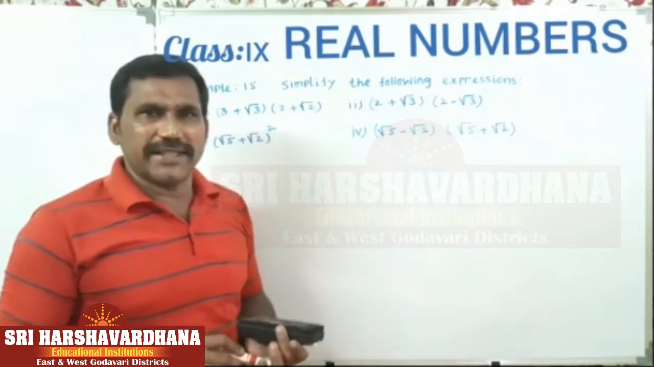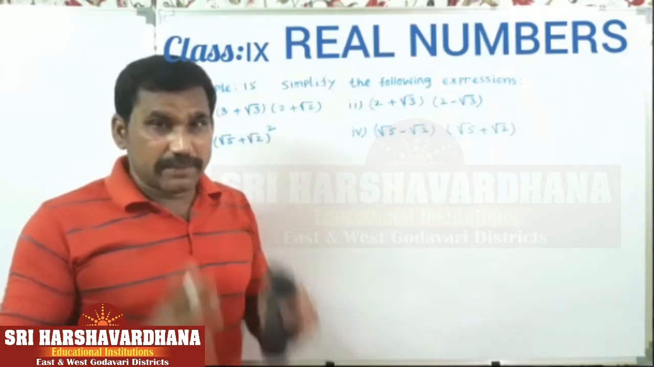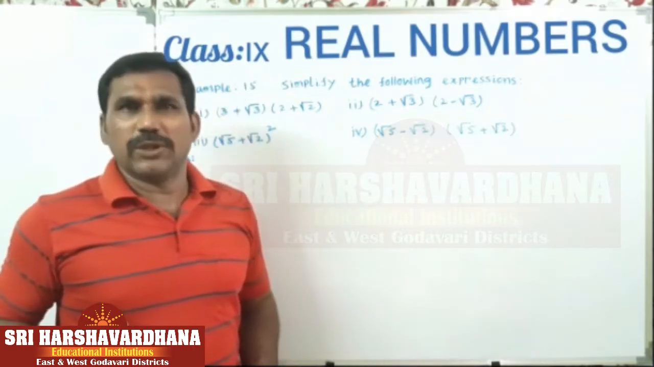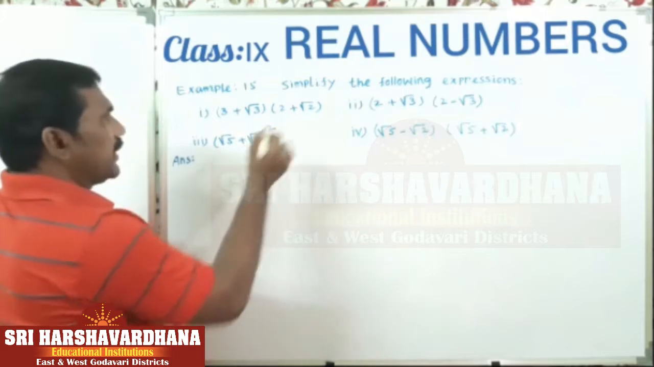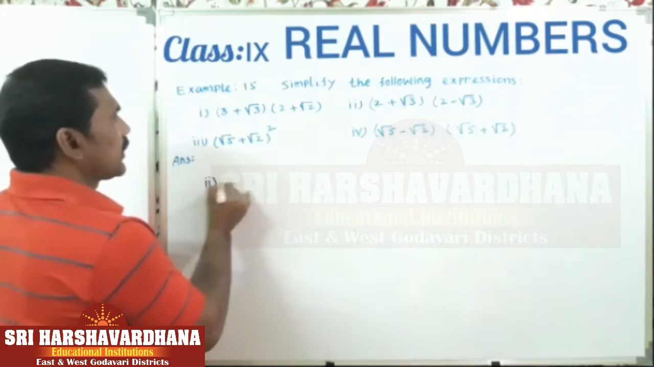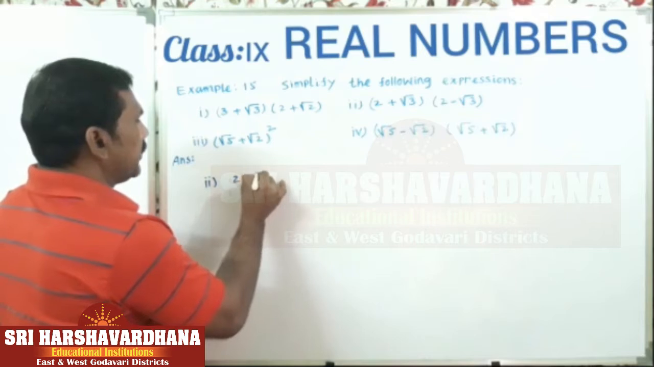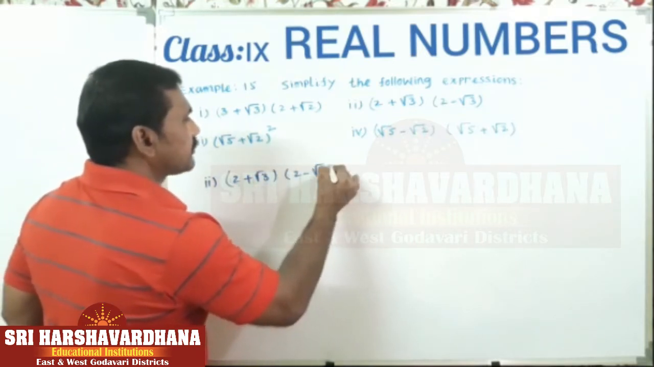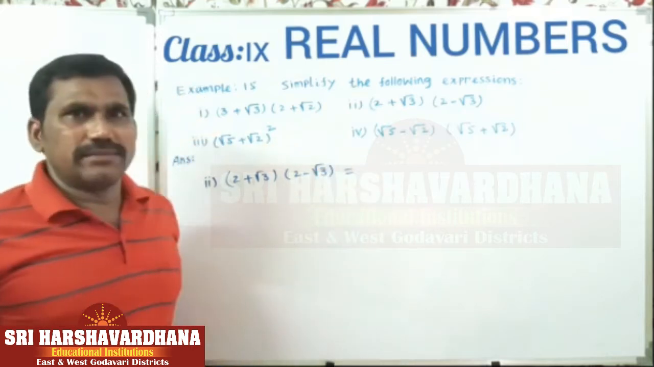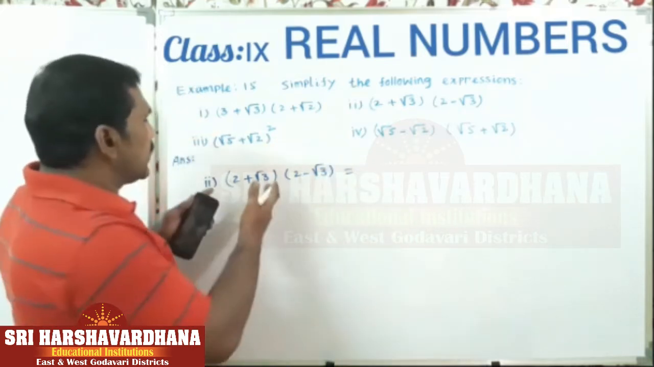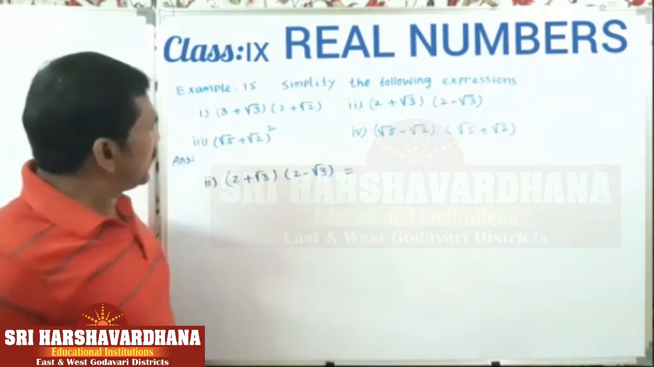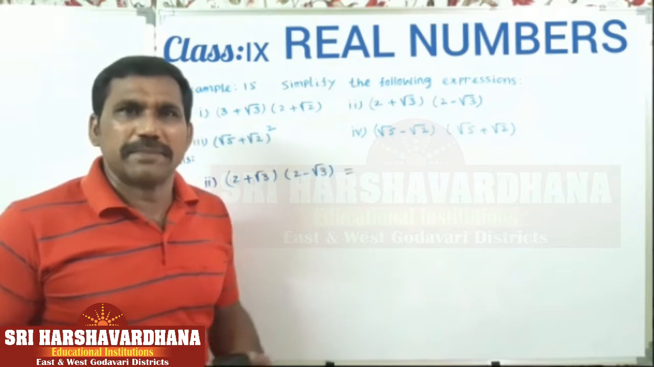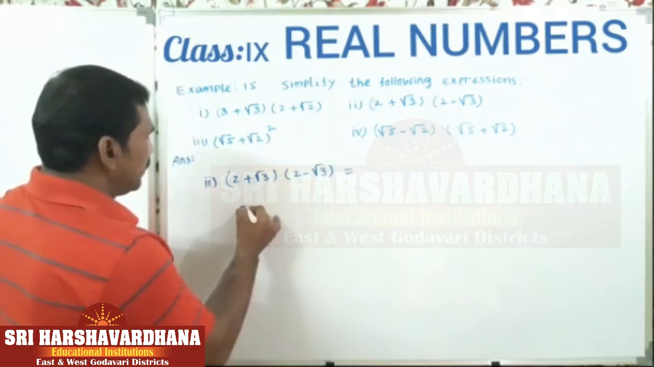Now I will explain this second problem. Okay, right. Now I will explain the second problem. So (2 plus root 3) into (2 minus root 3). See here, this problem is in the form of (a plus b) into (a minus b).